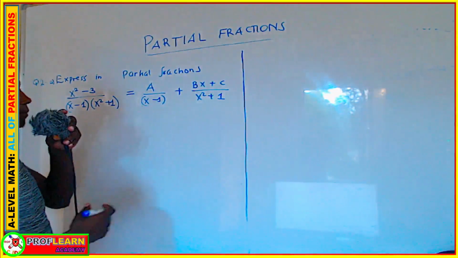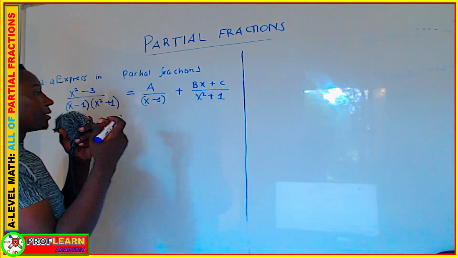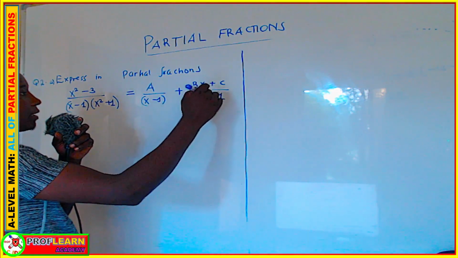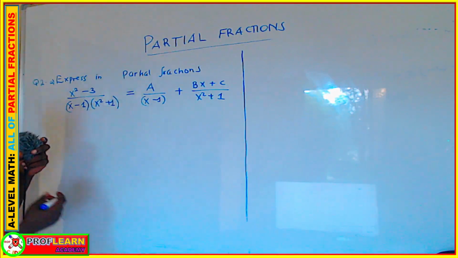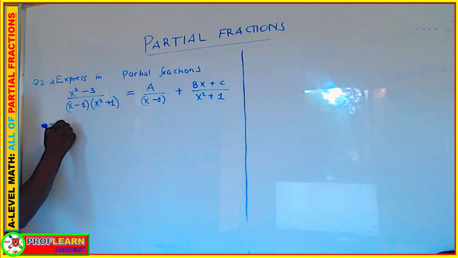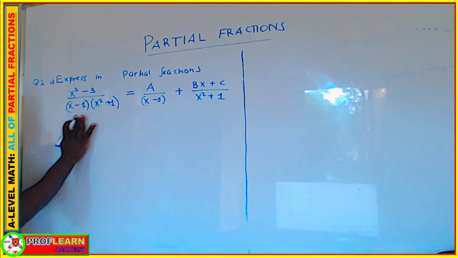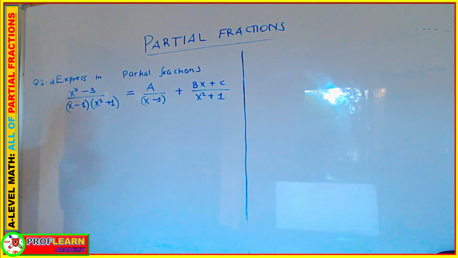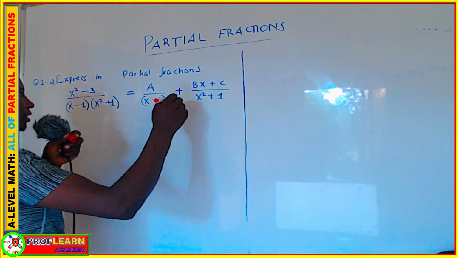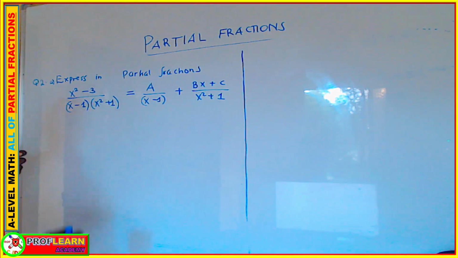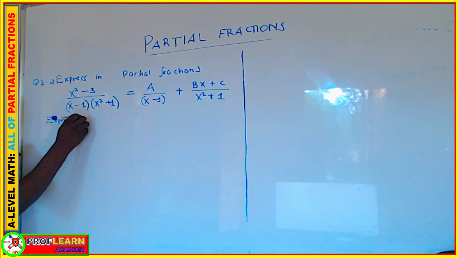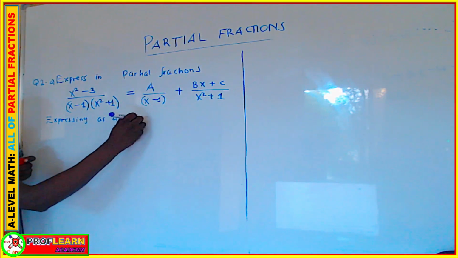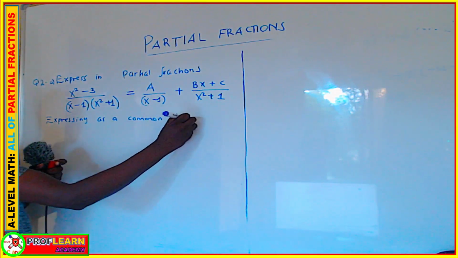Another thing that you ought to remember is that the Bx and the constant C, the two constants, are going to be on top of the quadratic part. We need to simplify this and be procedural, expressing it as a common denominator.